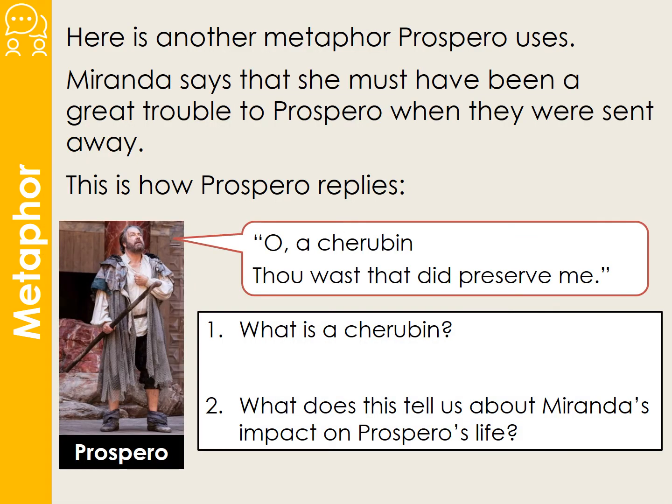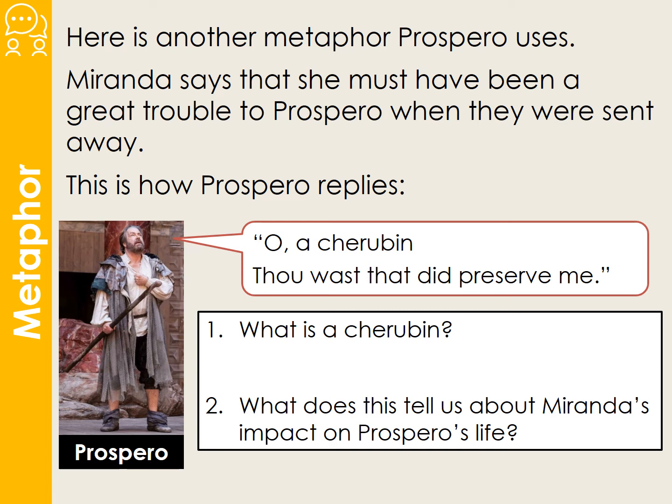So this is the final metaphor we're going to look at today. Miranda says that she must have been a great trouble to Prospero when they were sent away. Remember that Miranda was only 3 years old when she was sent away to this island, so she was very, very young. Think about what that might have been like for a 3-year-old to go away. And also think about how that might have been for Prospero, her father.